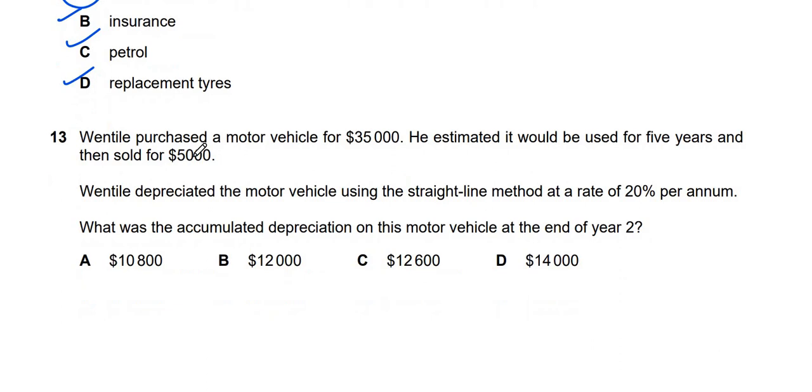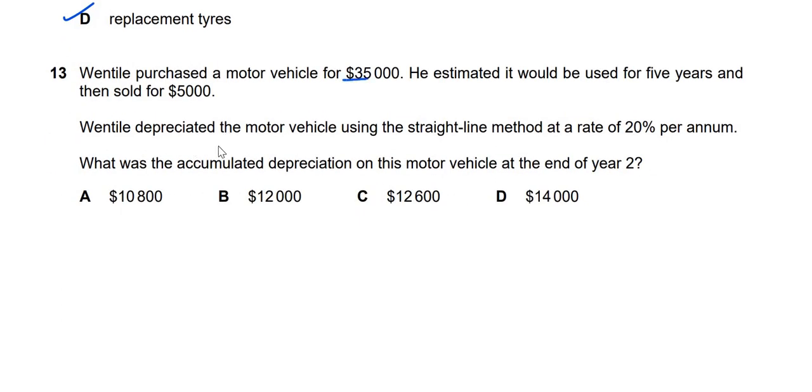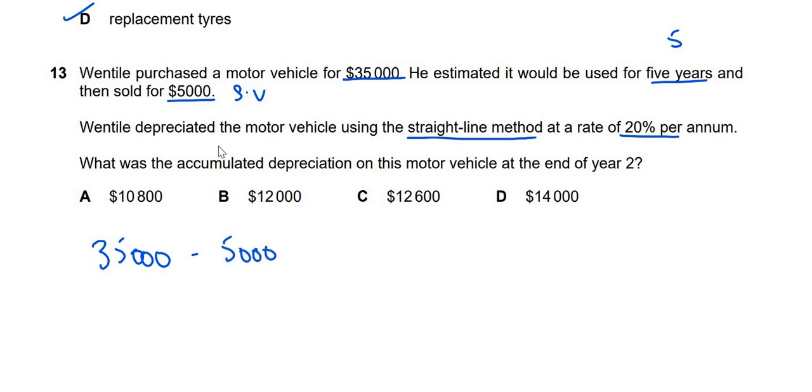Moving on to the next question, it says, when Tile purchased a motor vehicle for 35,000, he estimated it to be used for 5 years, and then sold for scrap value. When Tile depreciated the motor vehicle using the straight line method at a rate of 20% per annum, what was the accumulated depreciation on this motor vehicle at the end of year 2? The formula is cost minus scrap value divided by life. And you will multiply it by 2 because we want to find it for 2 years, so it's 12,000.